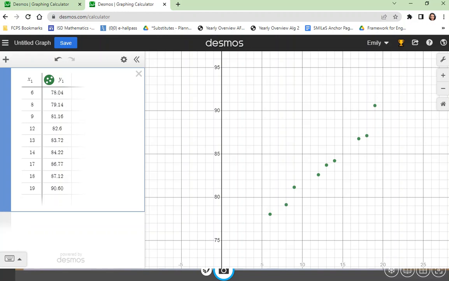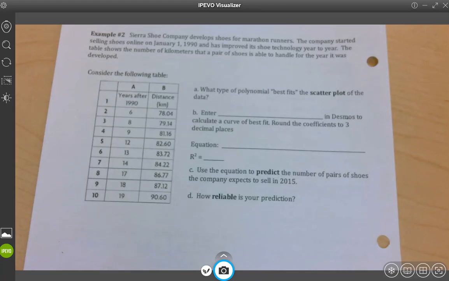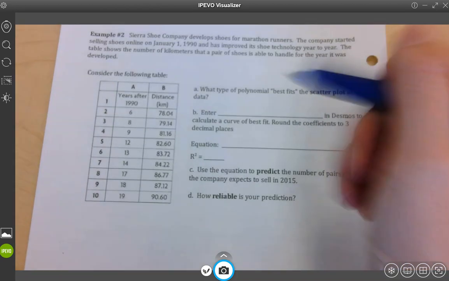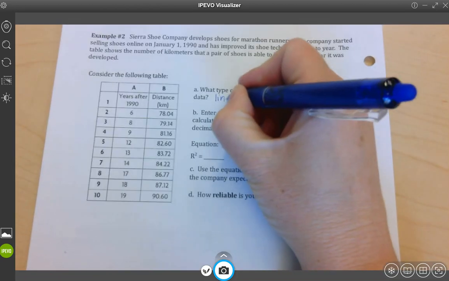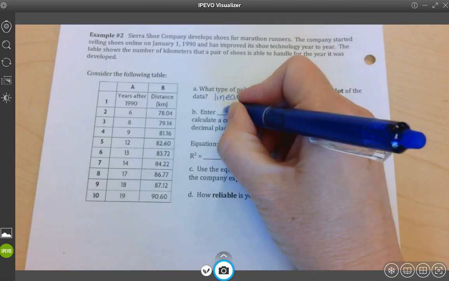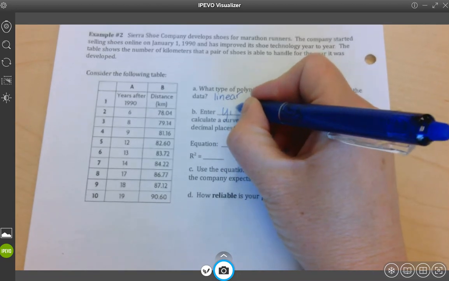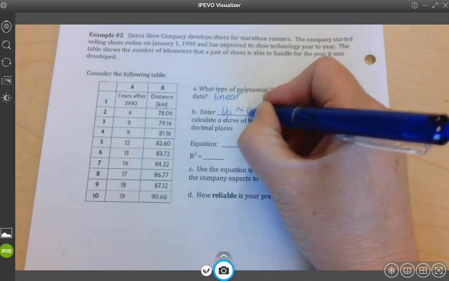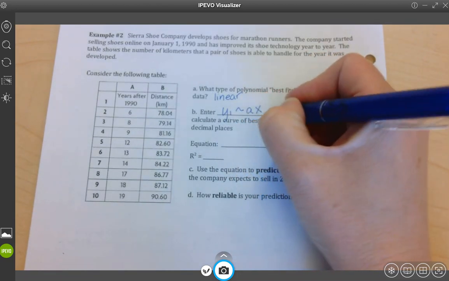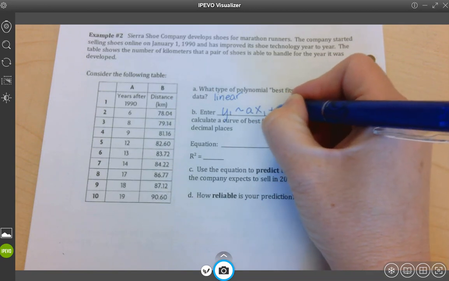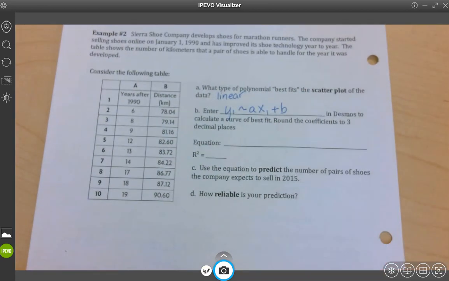Let me switch back here. Okay. So we said linear, and we're going to use this function y1 tilde. I think it says ax1, right? Yeah. Plus b. Anybody have an idea why it says ax instead of mx?